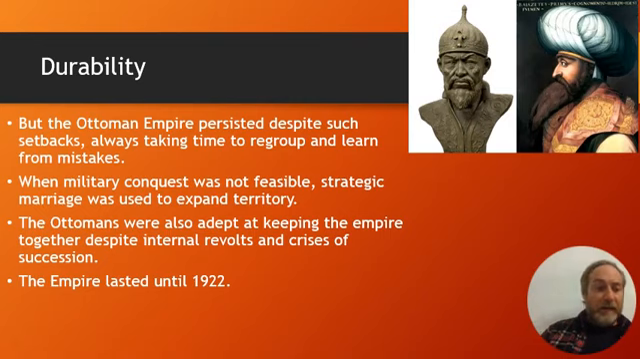So the empire lasted until 1922. Here is a photograph from the Ottoman Empire. So we're getting into modern times here by the end of the Ottoman Empire.